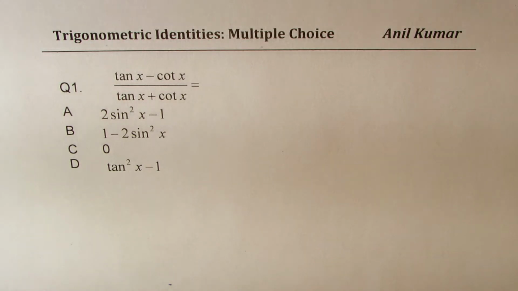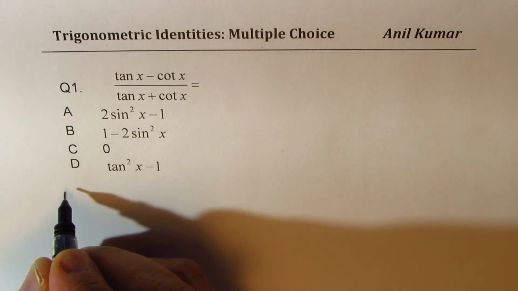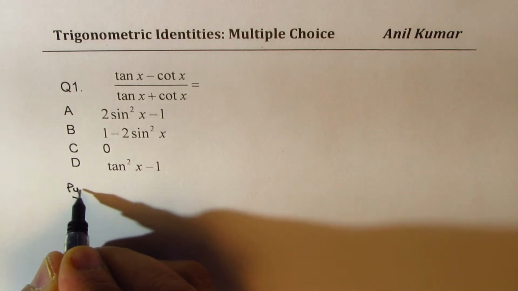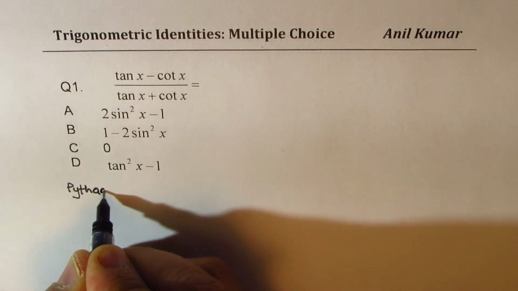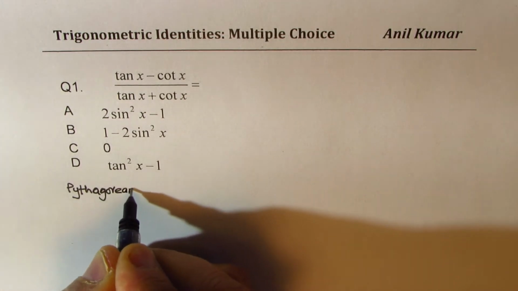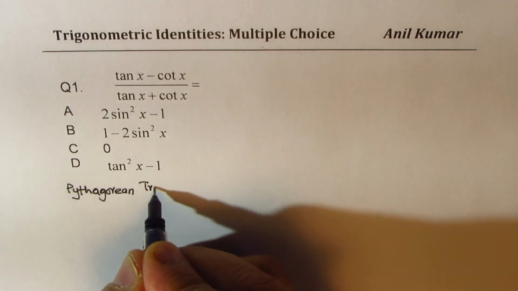I'll take up 5 examples, all multiple choice. And all these examples have one thing in common, and that is we are going to use Pythagorean trigonometric identities to prove. So this is application of Pythagorean trig identities.